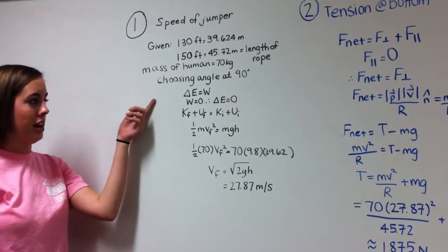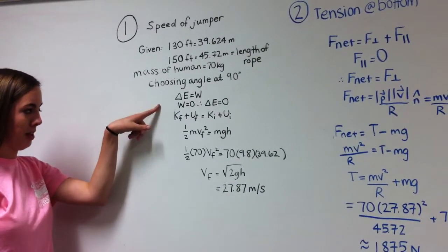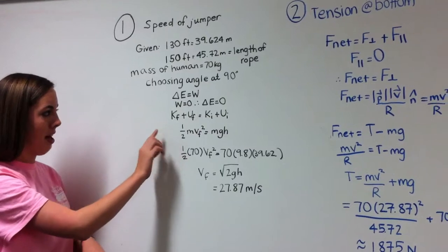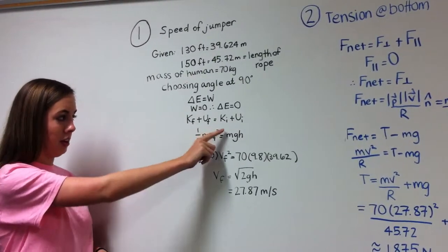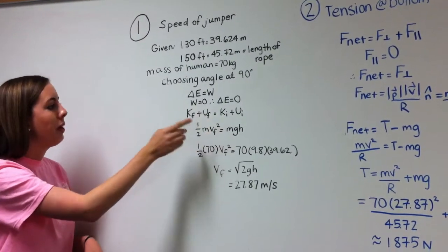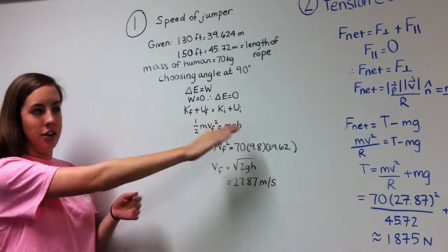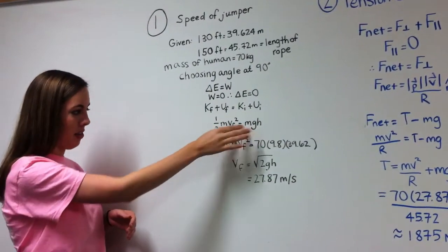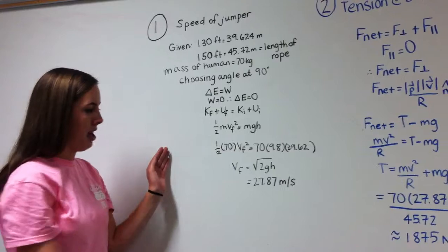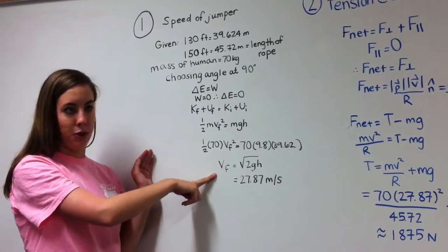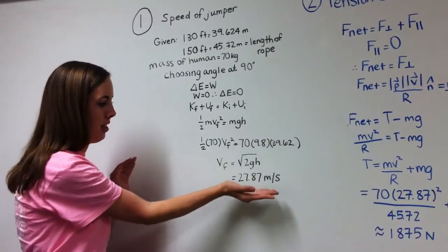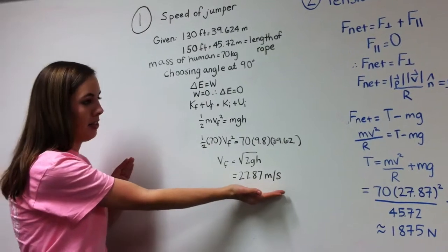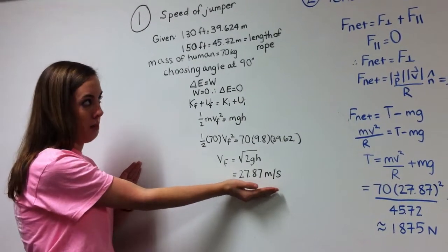So choosing our angle at 90 degrees, we applied the energy principle. So here we had Kf plus U equals Ki plus Ui, and we only have final kinetic and initial potential. So here's what we end up with. We plug in everything that we're given, and we end up with Vf equals the square root of 2gh, and this is our velocity at the bottom of the pendulum.